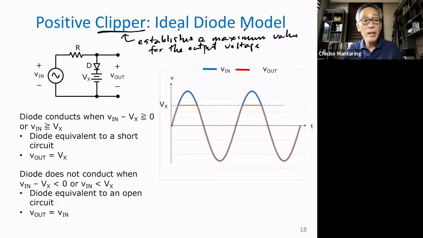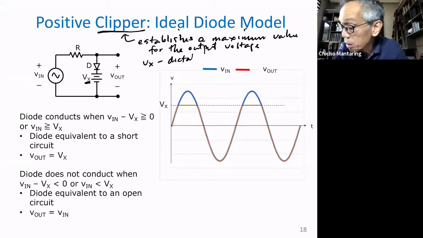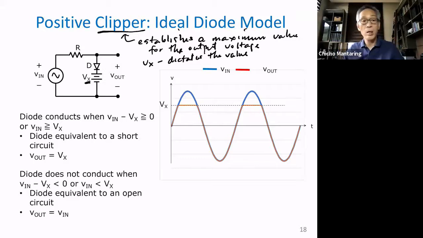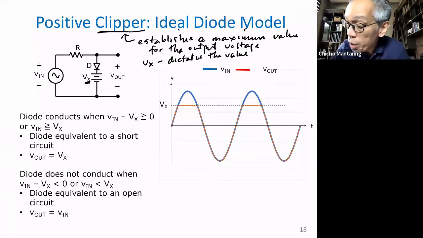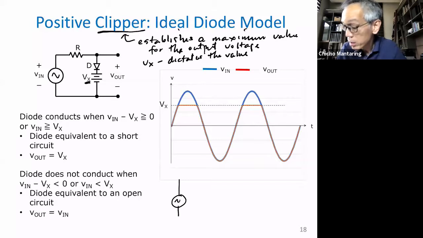Okay, now what component here dictates that value? That will be dictated by V of X. No? So V of X dictates the value. Okay, when will your diode conduct? When will this conduct? Again, let's use method 2. So let me redraw this. Let's use method 2.